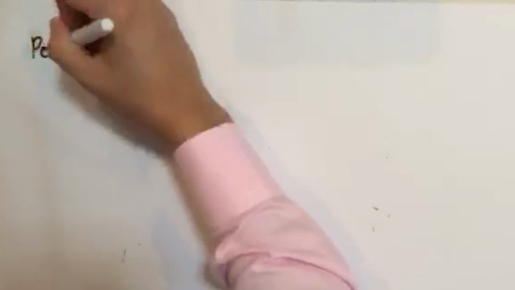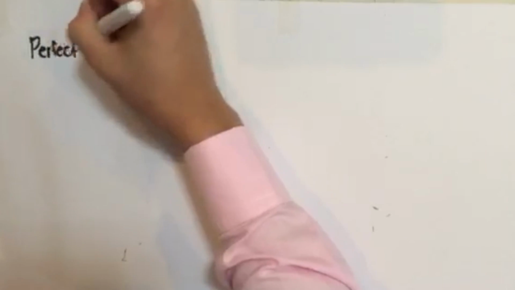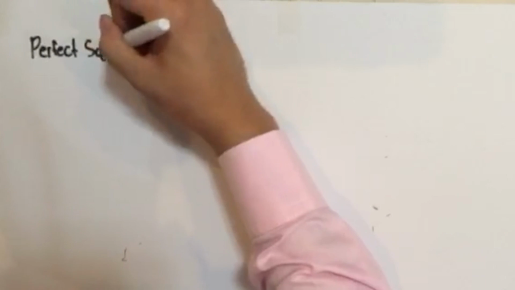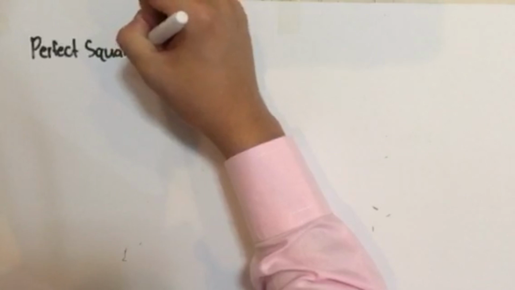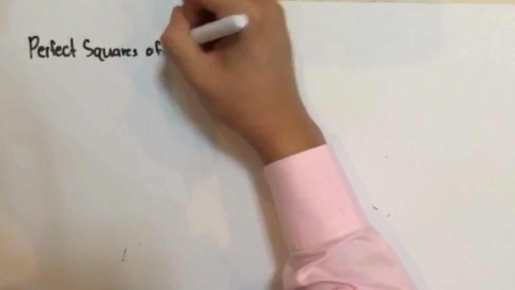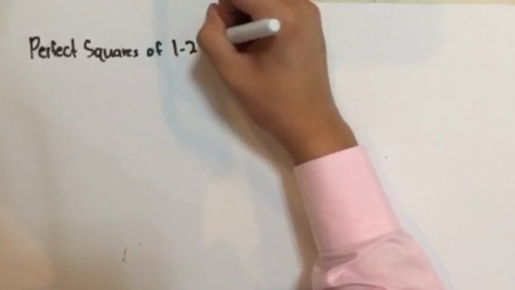After knowing these, there is something that you must know before simplifying, and that is the perfect squares of numbers 1 to 20. Knowing these perfect square roots will help you simplify your radical expressions easier and faster. The same goes for cube roots.